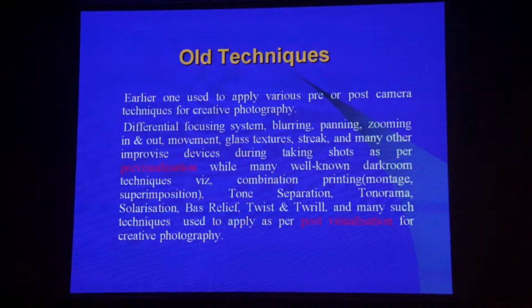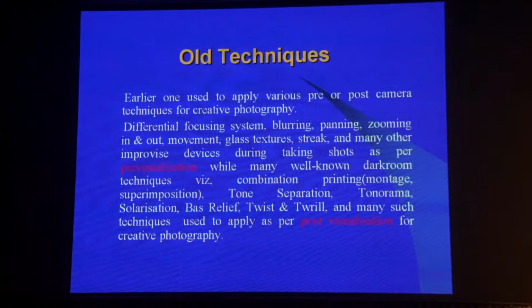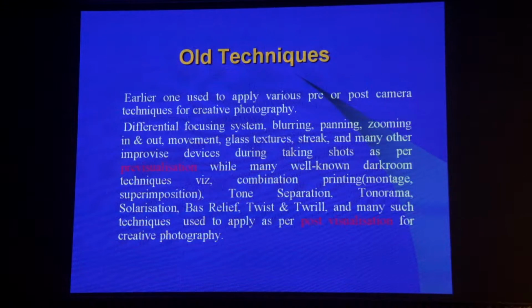Now I'm coming to discuss the old techniques of 3D photography. Earlier, we used to apply various pre- and post-camera techniques for 3D photography. The techniques were differential focusing, blurring, panning, zooming in and out, movement, glass texture, streak, and many other improvised devices during taking the shot as per pre-visualization. That is, before creating the photograph, we think about what we will do, and we apply some of the old techniques known at that time, and accordingly they were creating those things. I will show some of the pictures later on.